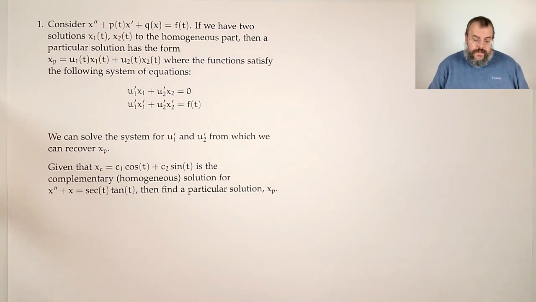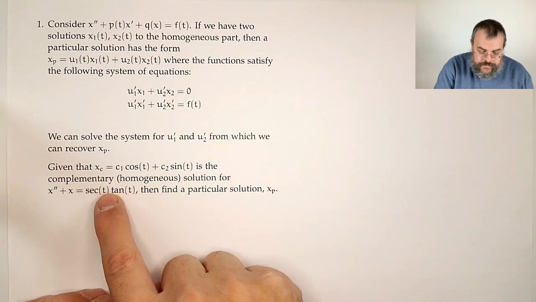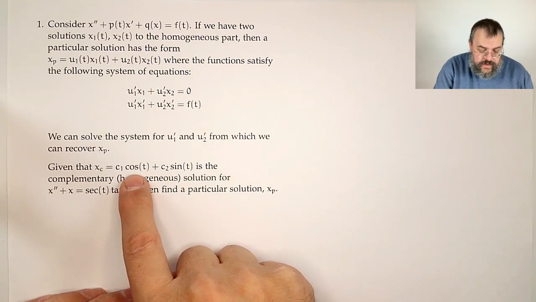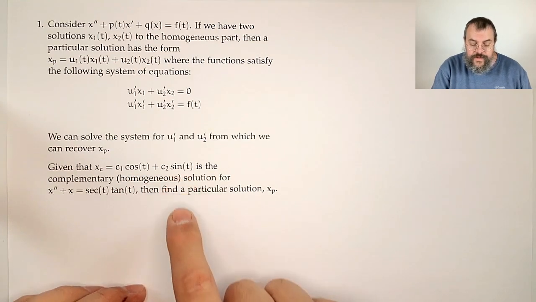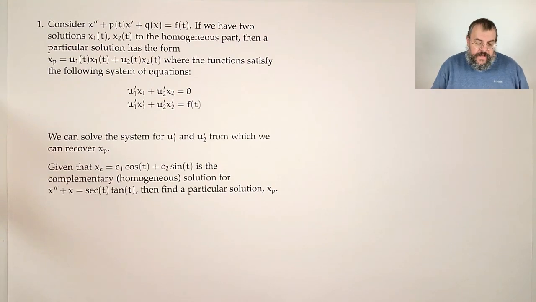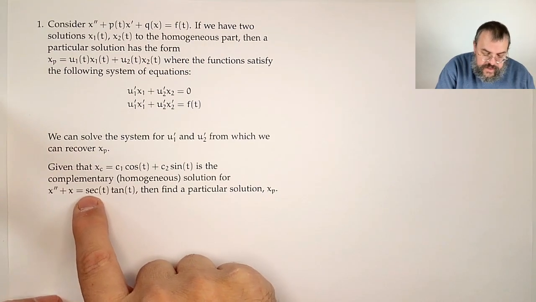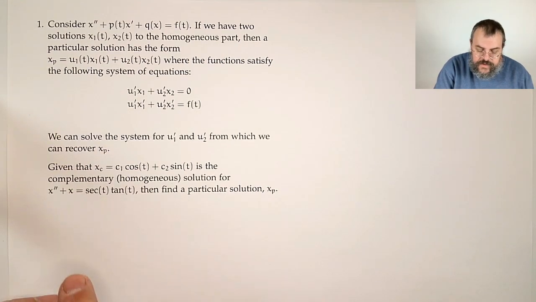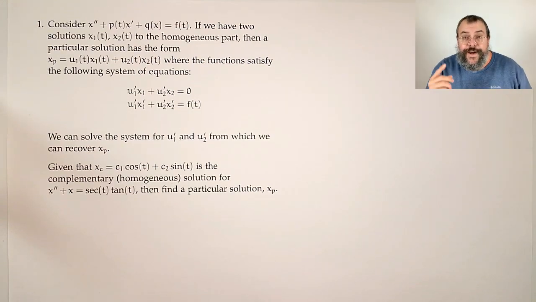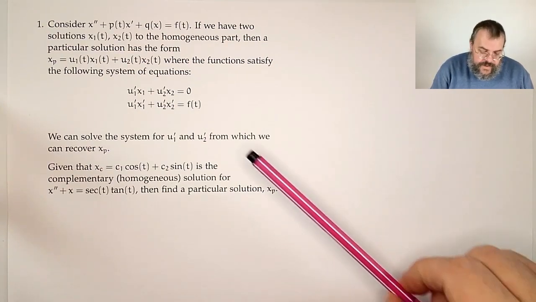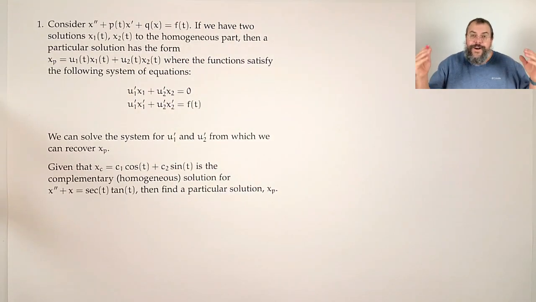So we're given that we have our complementary solution, or if you like the homogeneous part, looks like c1 times cosine, c2 times sine. And our differential equation, x double prime plus x equals secant tangent. Problem is, find a particular solution. All right, good. Well, the nice thing is, they gave us a lot. You know, we didn't have to memorize the formula. Nice people. These test writers are, you know, the nicest people.